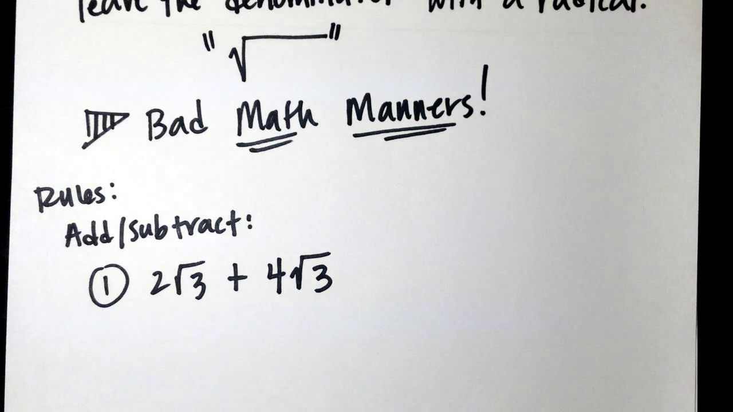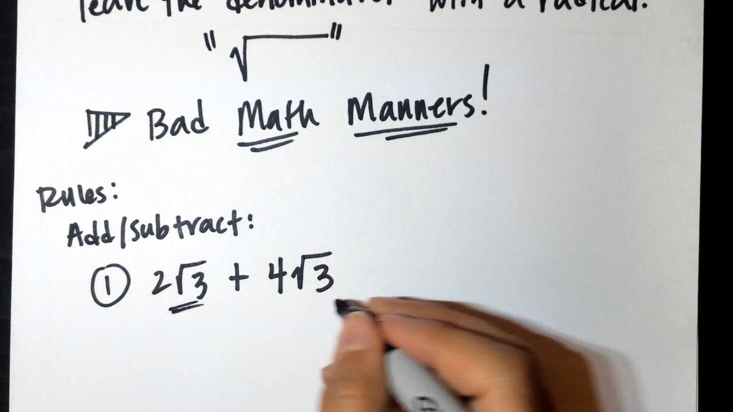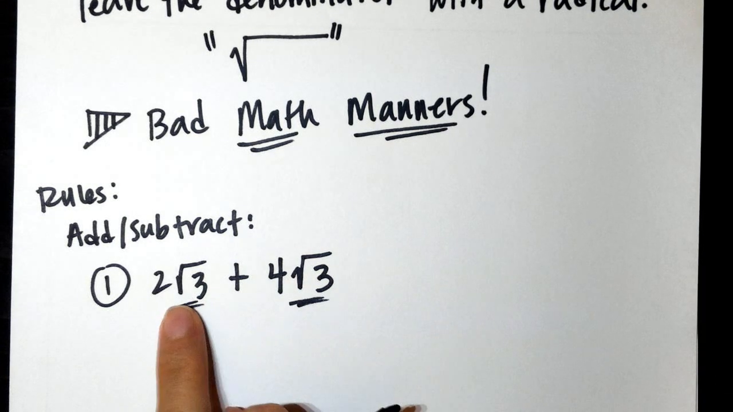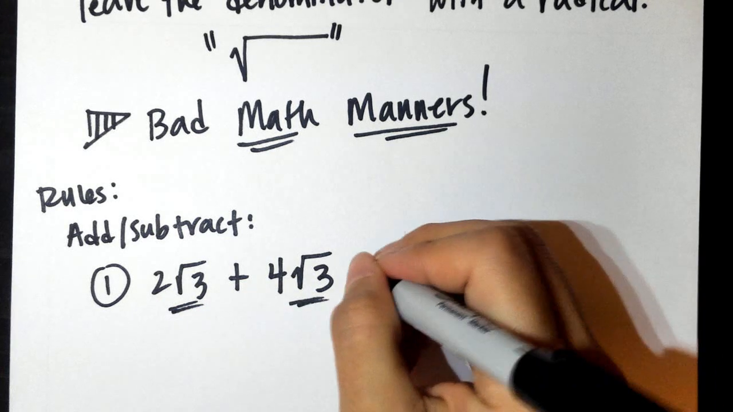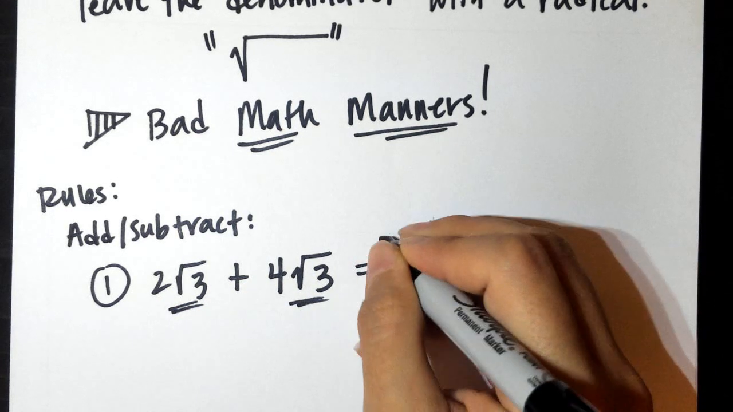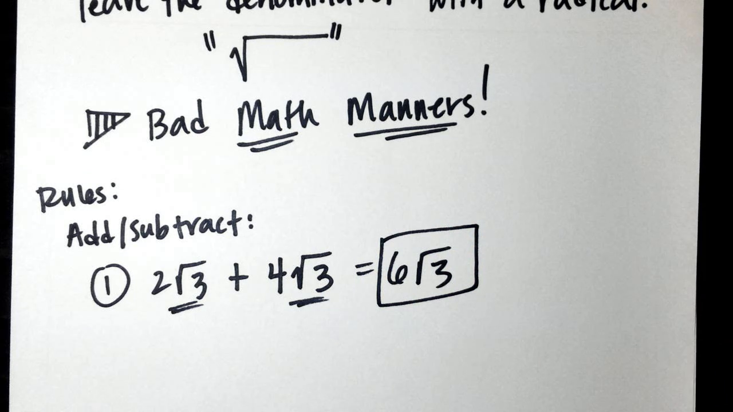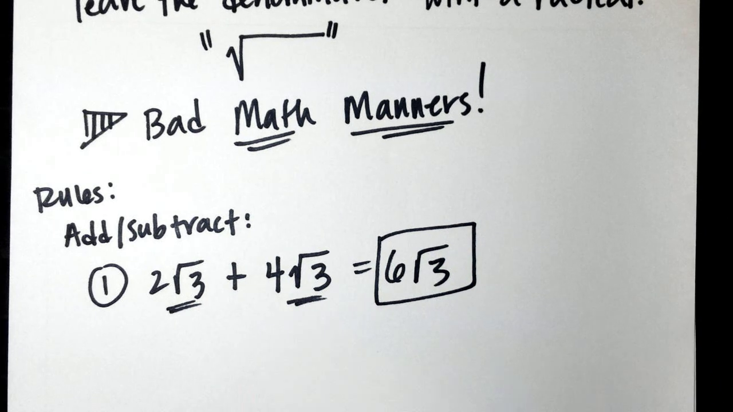When you're adding or subtracting radicals, you can only add like radicals. So 2 square root of 3 plus 4 square root of 3 gives you 6 square root of 3. Does that make sense? So that would be my final answer. You keep the radical the same.